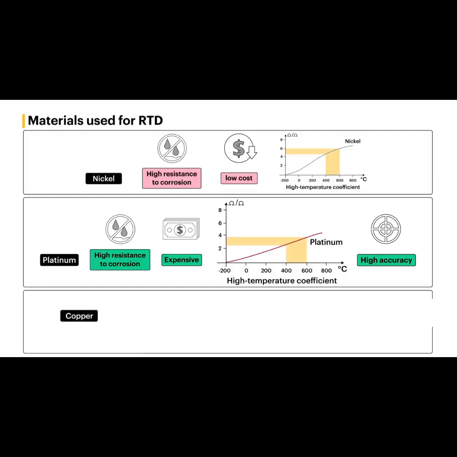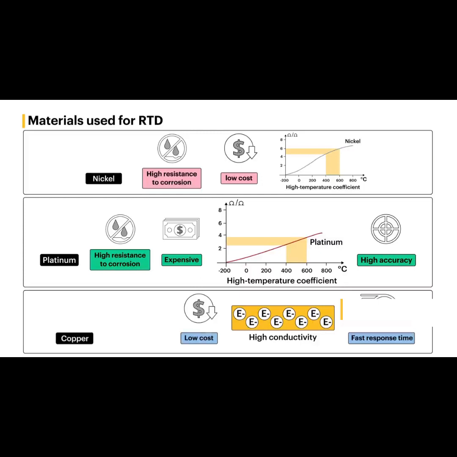Finally, copper has a high electrical conductivity, making it ideal for use in applications where a fast response time is required. It is also relatively low in cost compared to platinum. However, copper is not as corrosion resistant as nickel or platinum, making it less suitable for use in harsh environments.